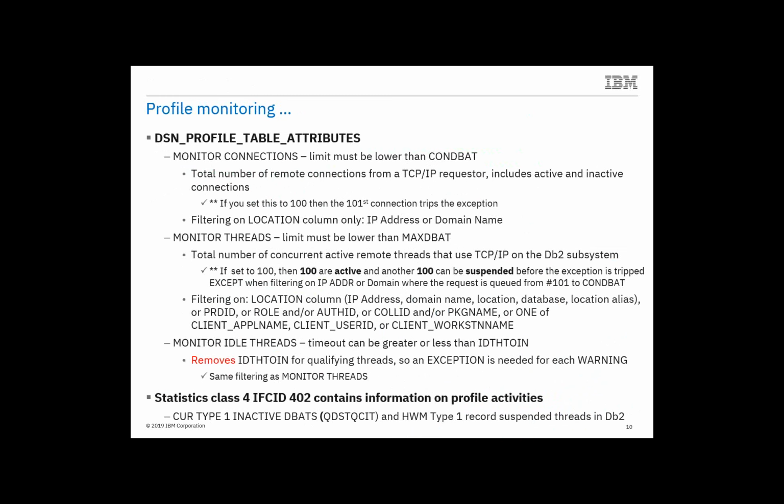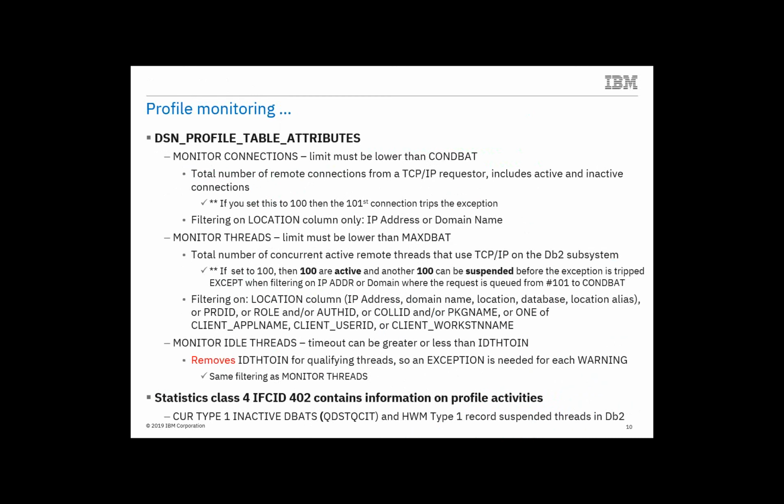So monitor connections means you're going to limit or monitor, for instance, CONDBAT, which is your ZPARM for max active or inactive connections. And this is all in the profile attributes table. The number of remote connections is obviously, you're talking about TCP/IP here and DRDA. So these profiles can either be a monitor or an exception. Monitor means we just put a message out in the master address space. If it's an exception, then Db2 will automatically take action. It'll put a message out, but then it's either going to reject a connection, suspend or queue a DBAT, or time out a thread.